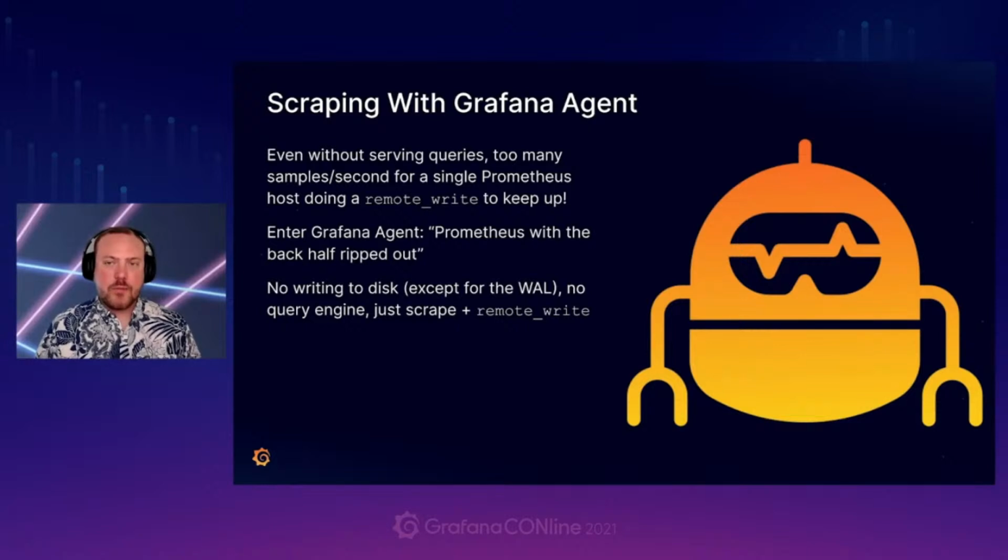Grafana Agent is another open source project with one single job. It scrapes metrics and writes them into Cortex. It only does remote writes, target discovery, and metric scraping. I like to think of it as Prometheus with the back half ripped out. It does target discovery, scraping, remote write, and that's it. It doesn't write anything to disk. It doesn't have any query engine, and it ends up with significantly better memory and resource usage characteristics than the unmodified Prometheus binary.